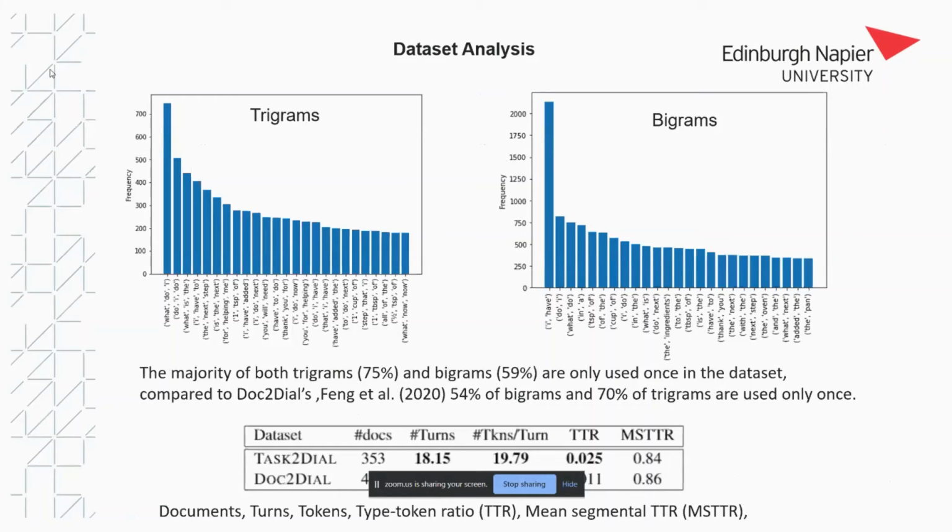So we analysed our data set and we compared it against the Task2Dial data set, and you can see that Task2Dial has a higher number of documents than we do, but they're spread across 4 domains. We are single domain.